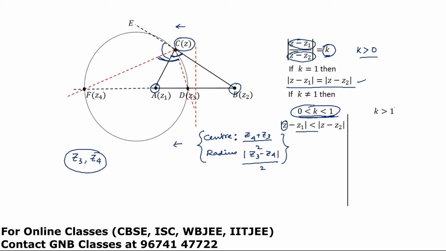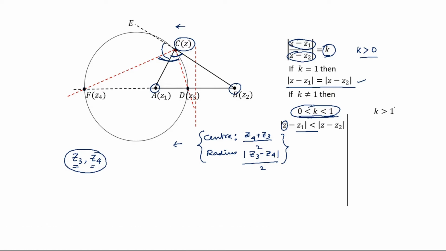Remember this one. Now let us come to finding out the complex numbers Z3 and Z4. Again, I have done this one in my complex geometry part 1 lecture where I have discussed the section formula. I'm not going to discuss it in detail. I will simply give you a brief summary of this section formula.